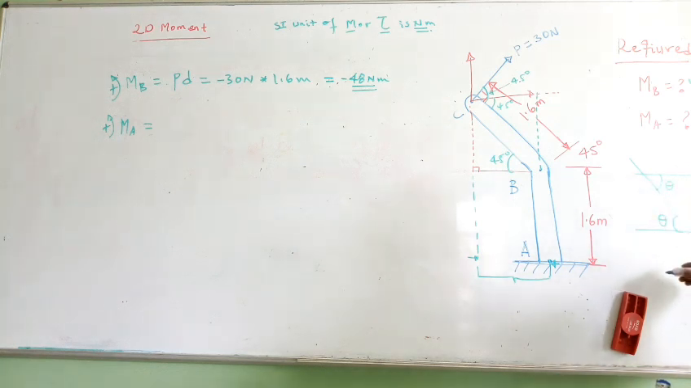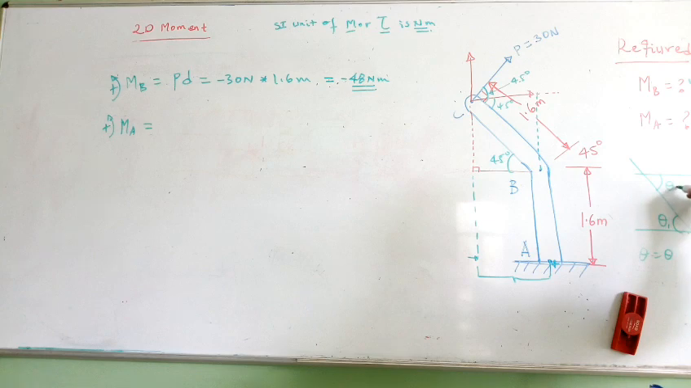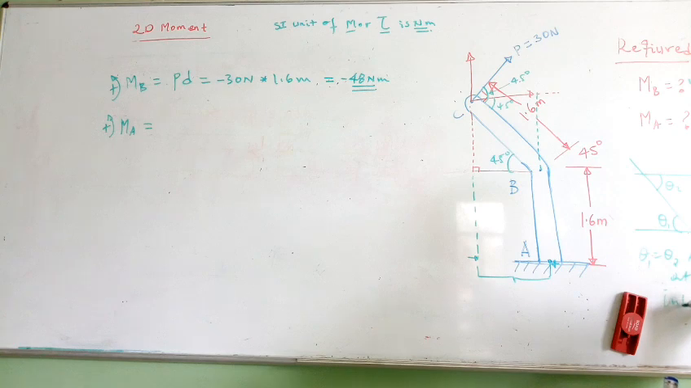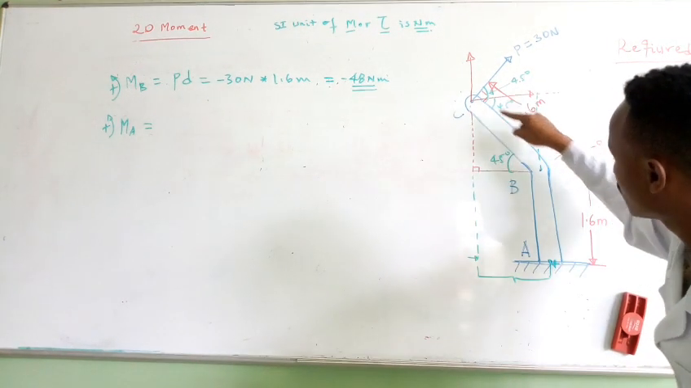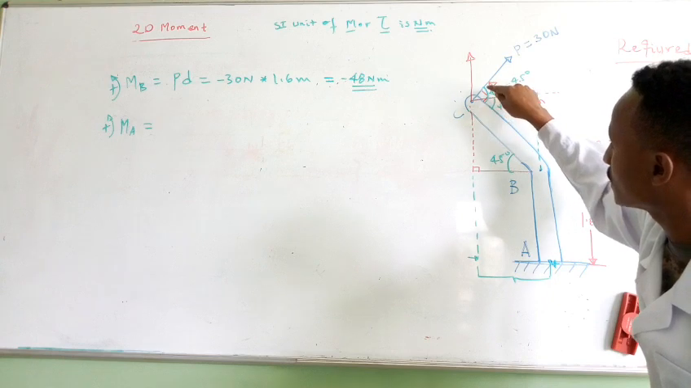By what? They are equal by alternate interior angles. Theta equals theta. Theta 1 is equal to theta 2 by alternate interior angles.